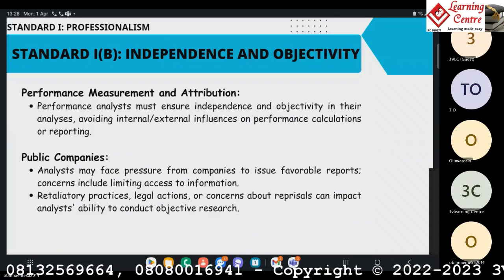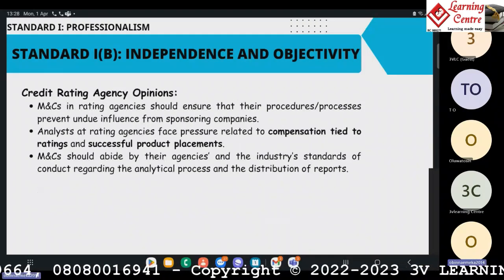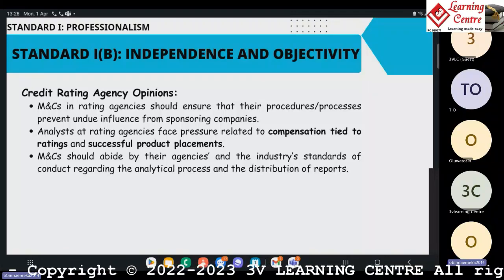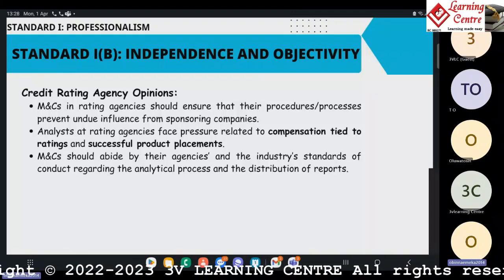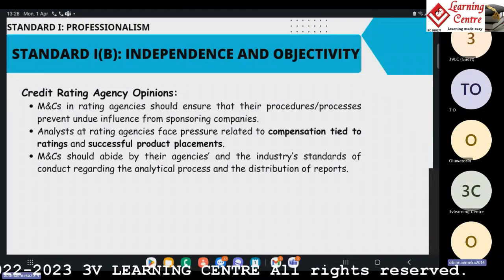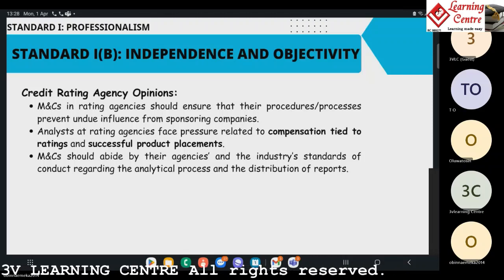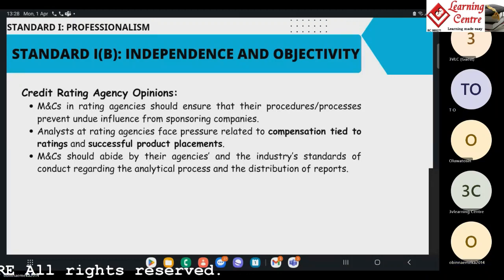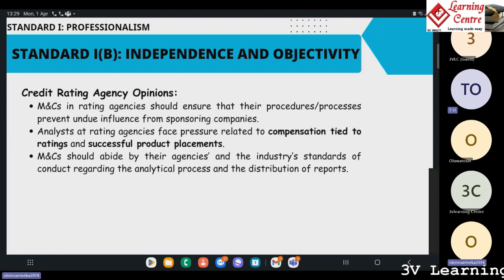Okay. All right. Then what about credit rating agency opinions? We know that we have people we call credit rating analysts. I hope you have done credit rating under fixed income. Yes, good. So we have the rating agencies like Moody's, Standard and Poor's, and the other one, Fitch. And in Nigeria also, we have many rating agencies, Augusta and Co. and others. So we know what these rating agencies do.